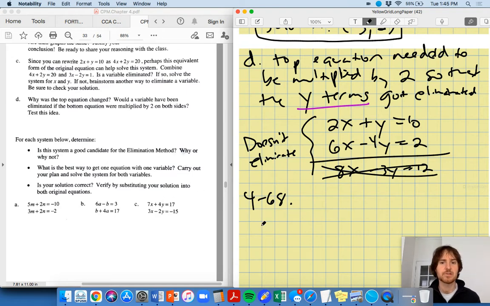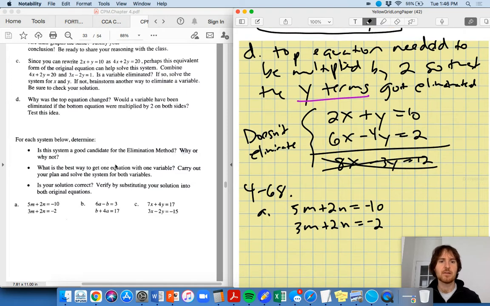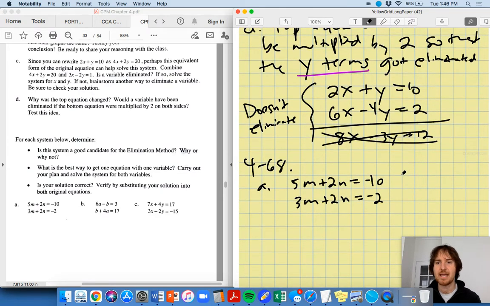Okay, so we've got to basically solve these if they're good for the elimination method. So let's determine this one here. So we got A. Let's inspect this. We'll go through each bullet point together. 5m plus 2n equal to negative 10, and 3m plus 2n equal to negative 2. And for the top bullet point, I would say good for elimination.